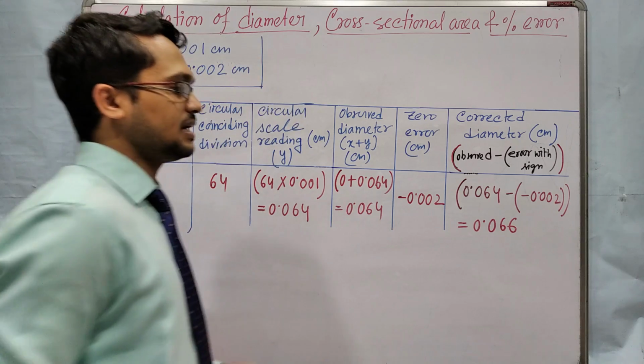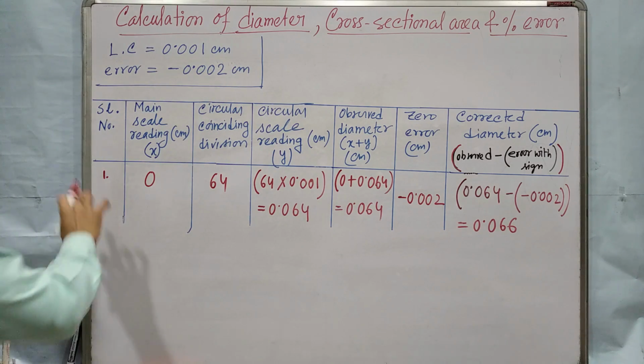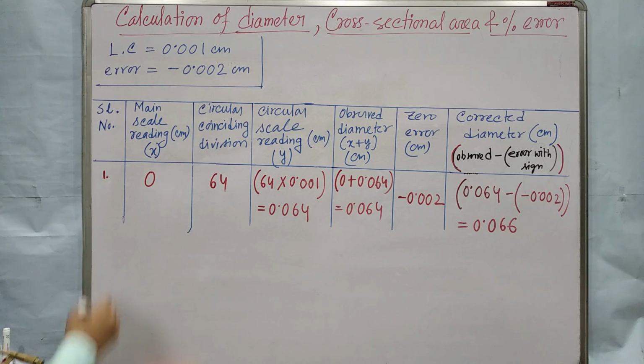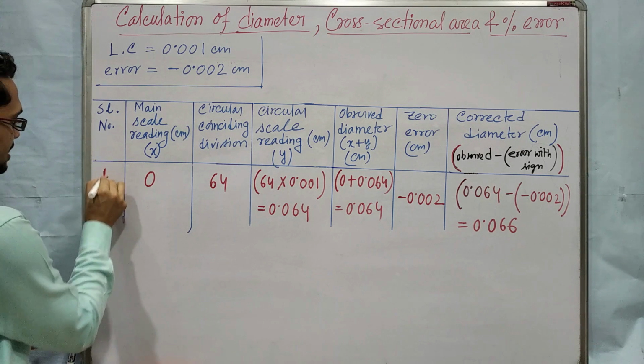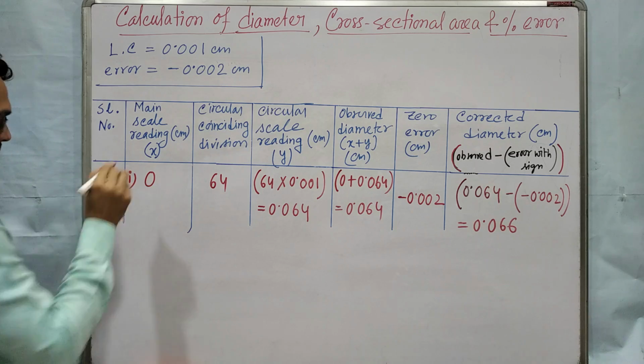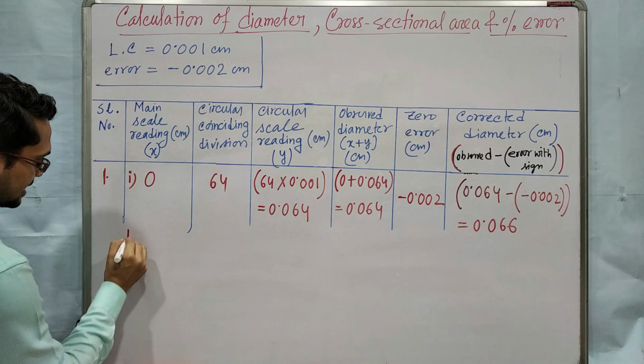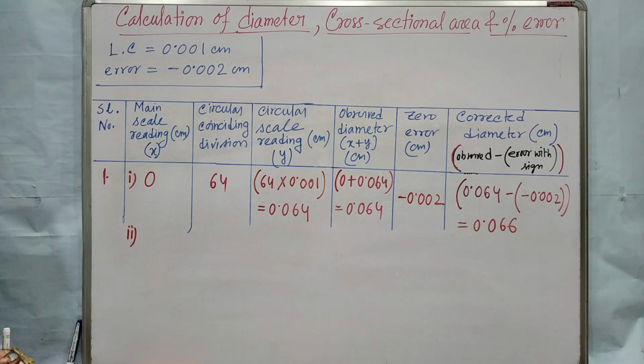0.066. It will also be in centimeter. So one row is completed. First, in serial number 1, this is the first reading. In the same serial number we will take the second reading.